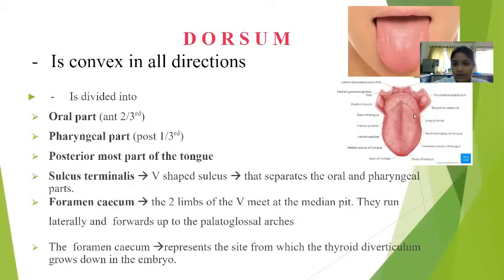What is the foramen cecum? The two limbs of the V meet at the median pit. They run laterally and forward up to the palatoglossal arch. This is the foramen cecum. The foramen cecum represents the site from which the thyroid diverticulum grows down into the embryo.